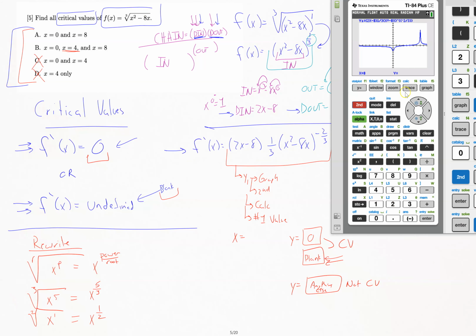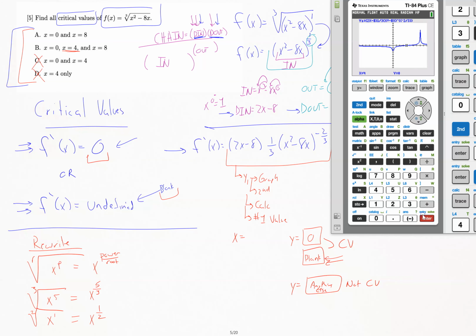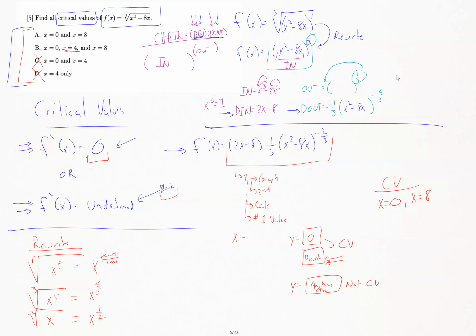So we hit second calc, and then again number 1 value. And this time we want the value of 4, so I type in 4. And that tells me that I have a y value equal to 0. Well, if a y value is equal to 0, that was one of the results that told us we had a critical value. So we also know that x equals 4 is a critical value. That tells us for sure our final answer is option B.